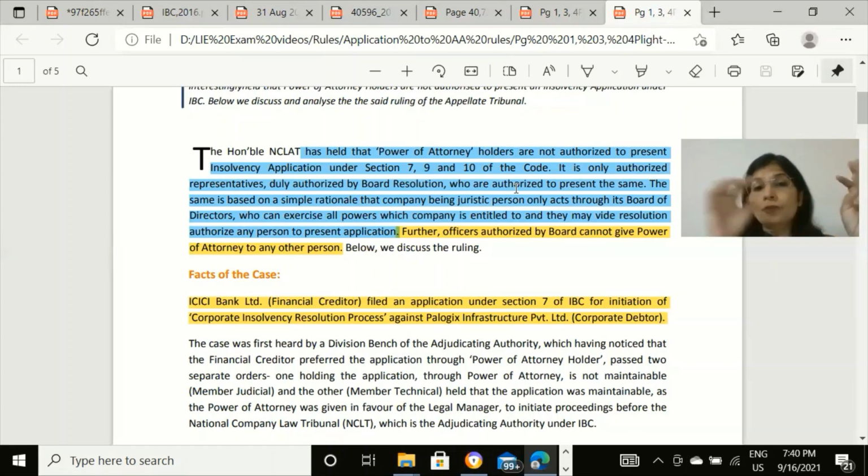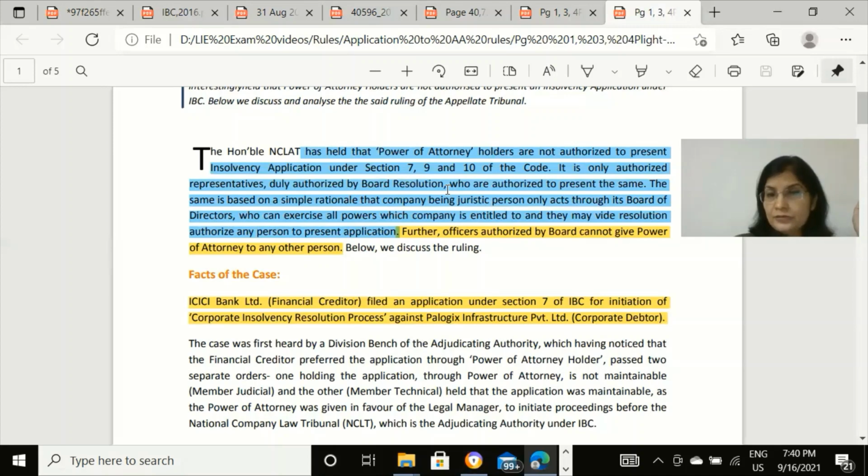And that's true: when the board resolution is passed or the authorized representatives are there, they must be authorized to present the same. So it is not the case of a general power of attorney. It is the case of a specific power of attorney, that is, the power to present the application under section 7, 9 or 10 must be specifically given to the person who is submitting the application. And we have seen in Forms 1, 5 and 6 also that it is required to mention the name of the person who is authorized to submit the application along with the authorization letter. The same was the decision in this particular case.